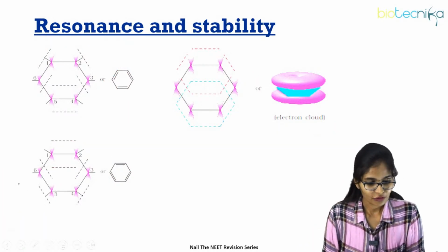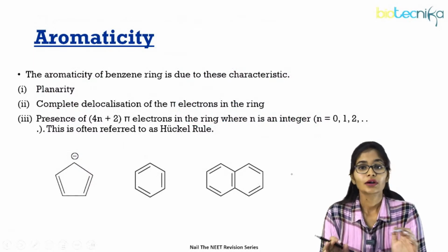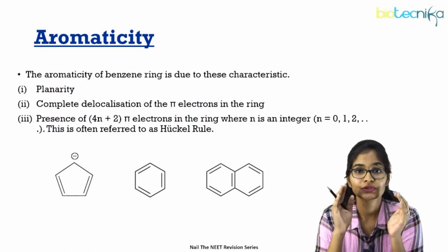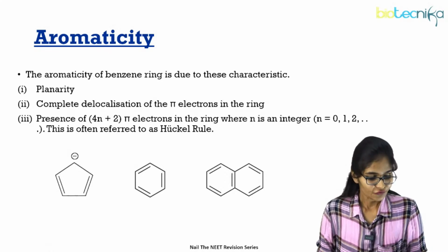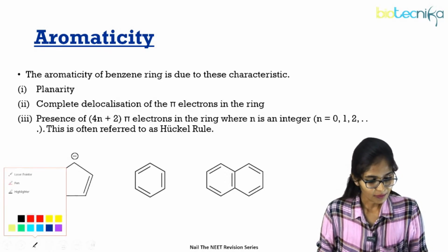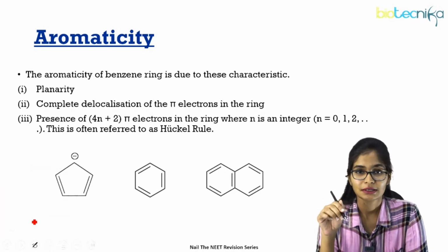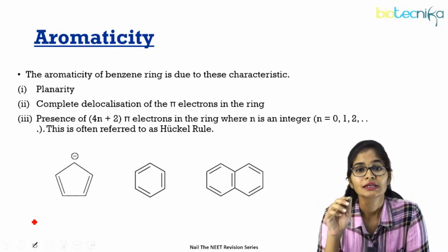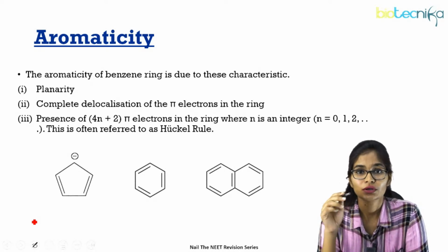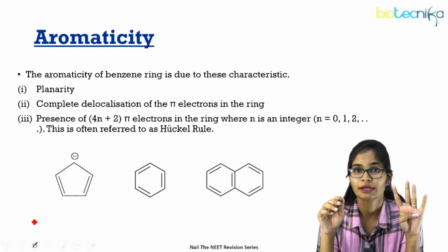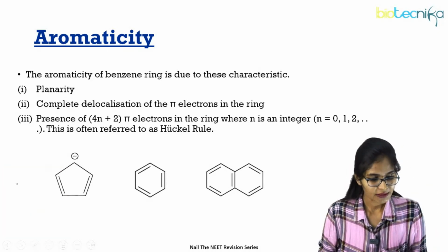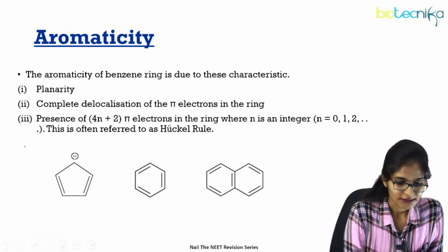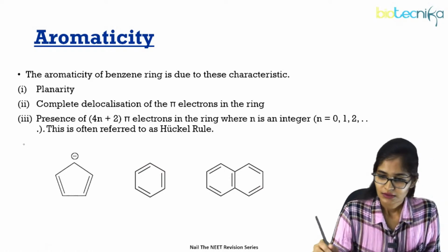So what exactly is aromaticity, and what are the criteria it has to attain in order to show the aromaticity property? First thing, if we consider the benzene ring, or any molecule, if it has to be aromatic, then it should have four criteria.